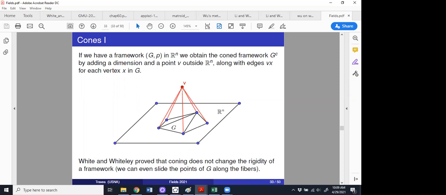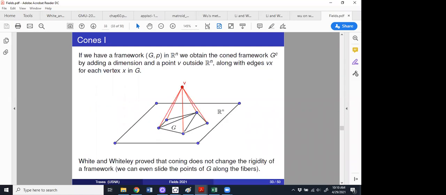Then, if you take a vertex outside of Rn, so think of it in Rn plus 1, you can join that vertex to all the vertices of G, and we call that new framework the cone over G. And White and Whiteley proved that coning doesn't change the rigidity of a framework. And in fact, you can even slide these vertices that are currently in Rn along their coning lines as well and still preserve the rigidity, I believe, which is super cool.